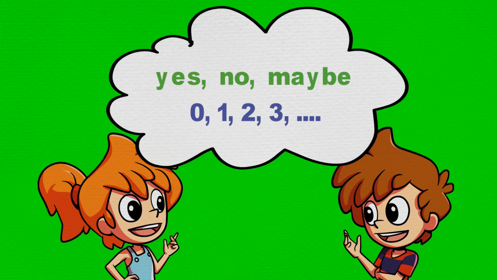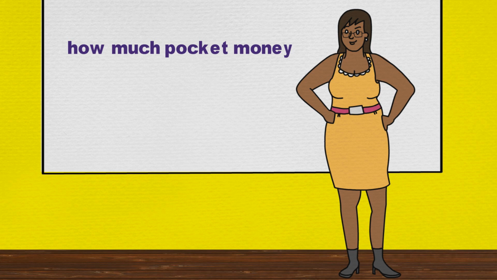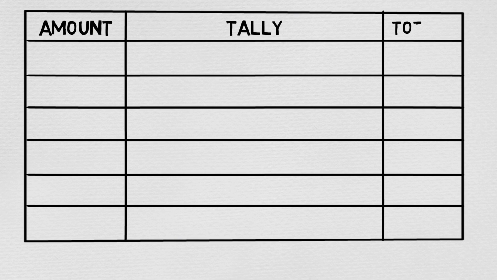At school recently, Mrs. Masters surveyed the 22 students in the twins class by asking the following question. How much pocket money to the nearest dollar do you receive each week? While the students thought about this question and wrote their answers on a piece of paper, the teacher drew this table on the whiteboard. She then collected the students' answers and marked the results on the table like this.